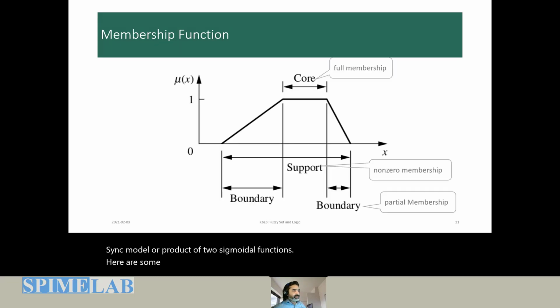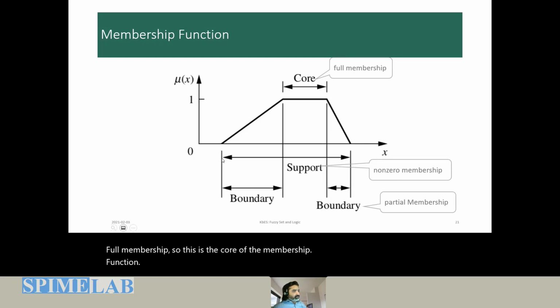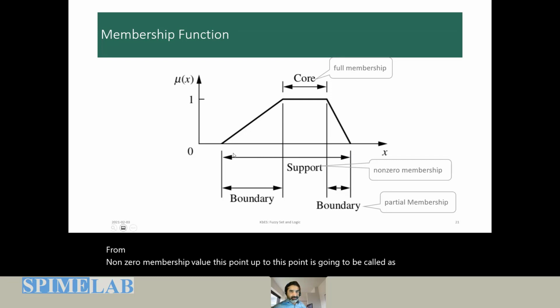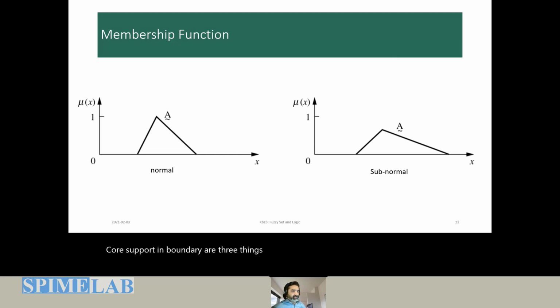Here are some interesting properties of a membership function. In a given membership function, you will describe it using these concepts. The core of a membership function is the area of the membership where all members within that area have membership of one, full membership. From the non-zero membership value, this point up to this point is called the support of the membership function. The boundary is all the values where the membership is below 1. So this area and this area are the boundary where the values are partially members of this fuzzy set. Core, support, and boundary are 3 things that you will use to discuss your membership functions.